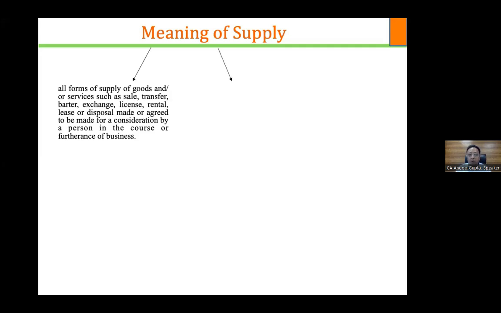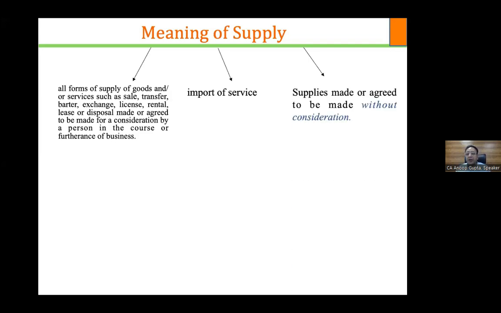Now I have told you that in order to be a supply, there should be an element of consideration. But now I am saying that in certain transactions, if it is an import of service, then even if it is not in the course or furtherance of business, but the element of consideration is involved in it, then also it is a taxable supply. Then also it is a supply.